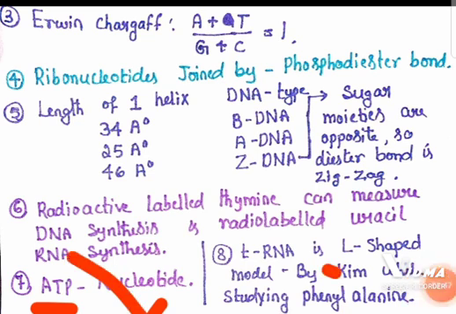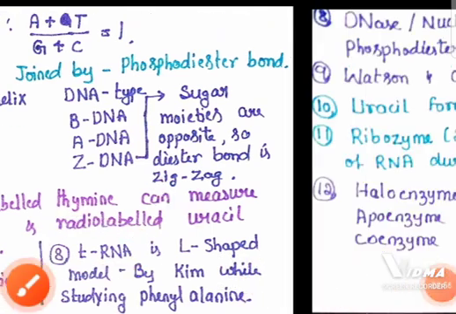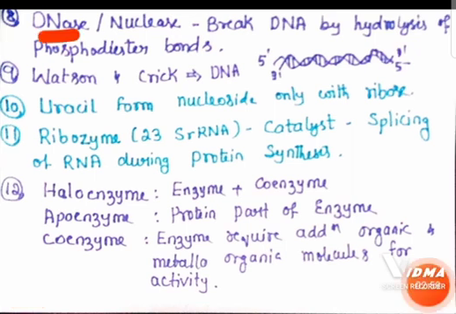According to Kim, while he was working on phenylalanine tRNA, he came to know that tRNA looks L shaped, and tRNA also looks like a cloverleaf model. DNase is an enzyme belonging to a class called nucleases, which breaks DNA by hydrolyzing the phosphodiester bond present between the nucleotides. So DNase breaks the phosphodiester bond.